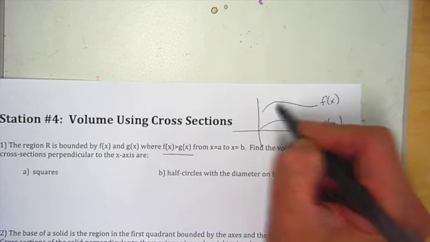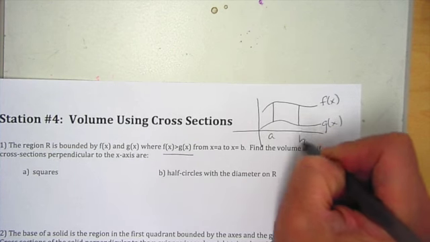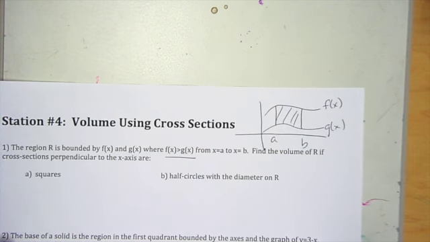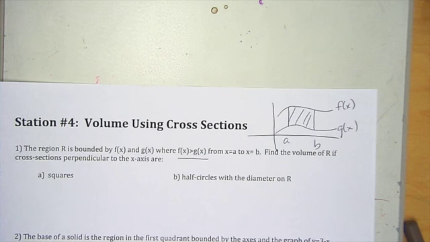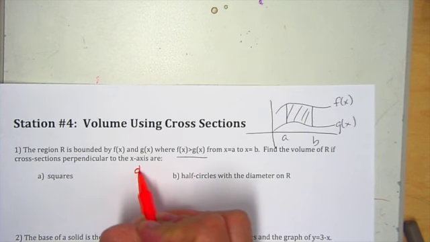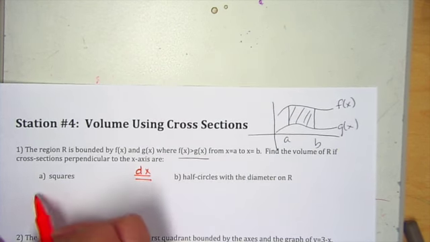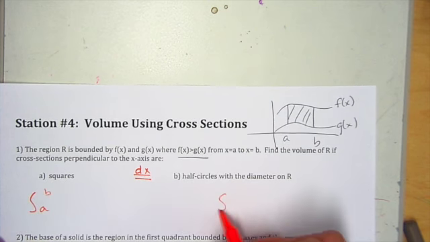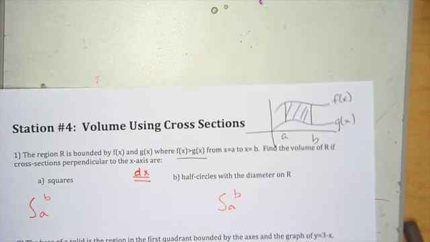And then your bounds are going to go from a to b. So let's say this is our region. We want perpendicular to the x-axis, so we're going to use dx on both of them. So if you know it's going to be dx, I know my bounds right away on both of them will be a to b. And here's my rectangle.